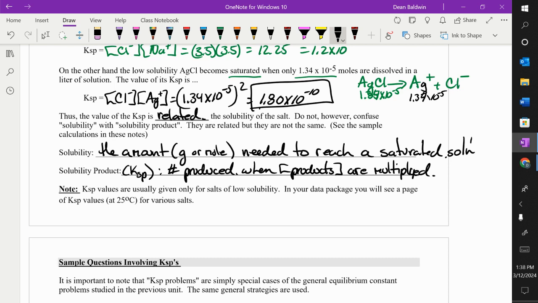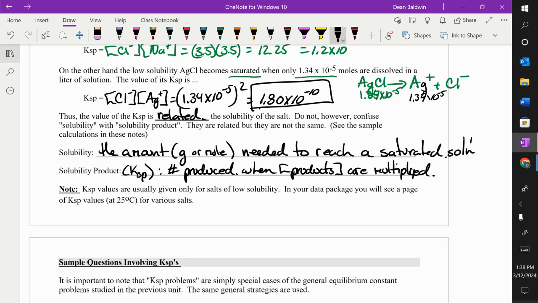If I say the solubility of something, I want to know how many grams or moles you can dissolve per liter to get a saturated solution. If I say what's the KSP, you're using the solubility and the concentrations to generate that number using a KEQ equation. All right. We'll just do one more example and then we'll be done.